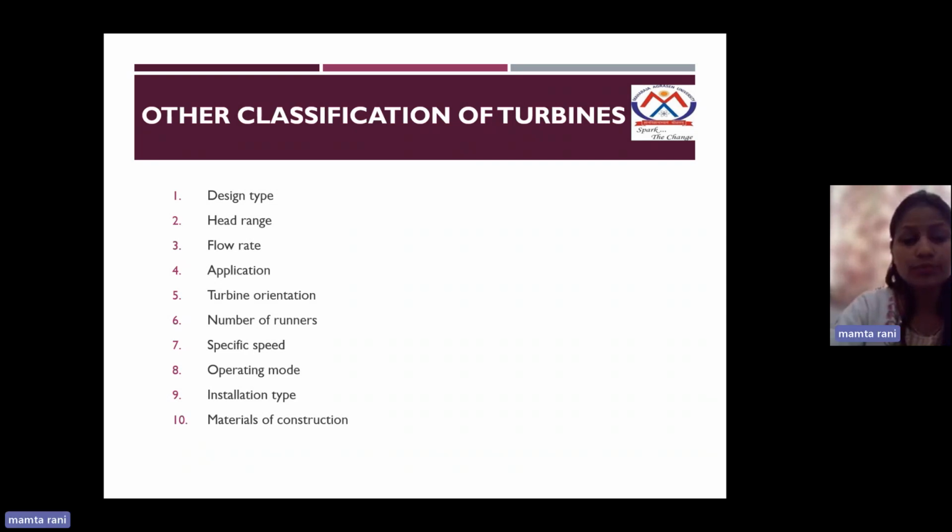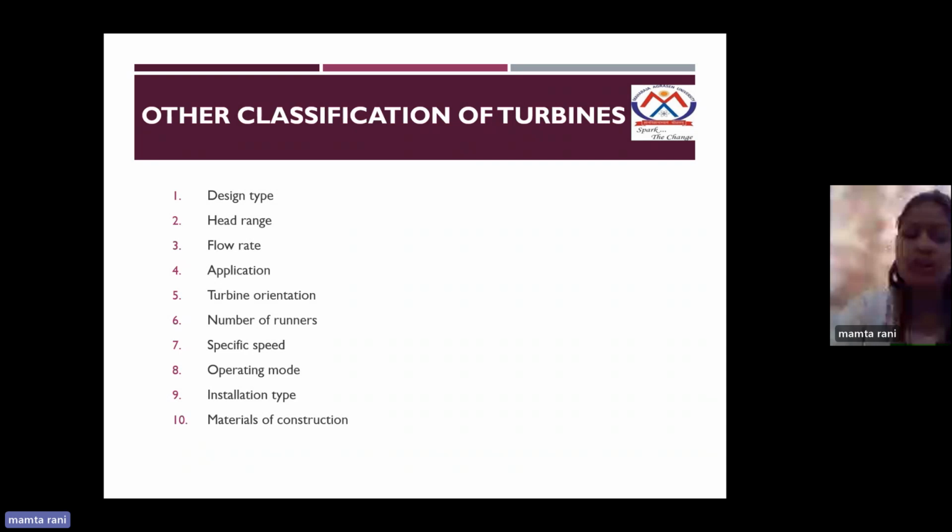Then we have operating mode. Turbines can be classified based on the mode of operation, such as constant speed or variable speed. Variable speed turbines are becoming increasingly popular in modern hydraulic power plants because they offer greater flexibility and control.